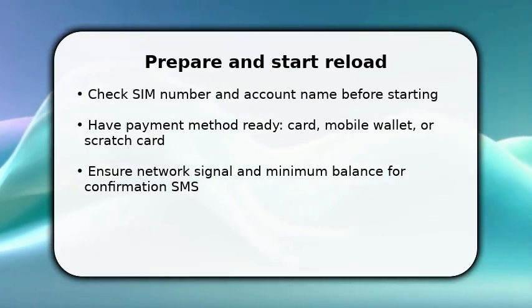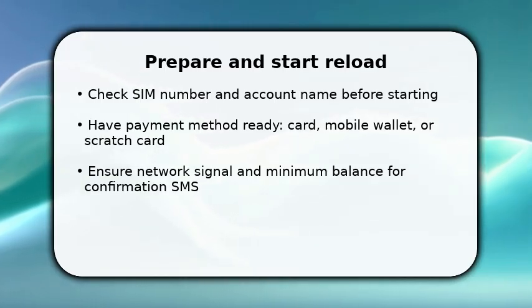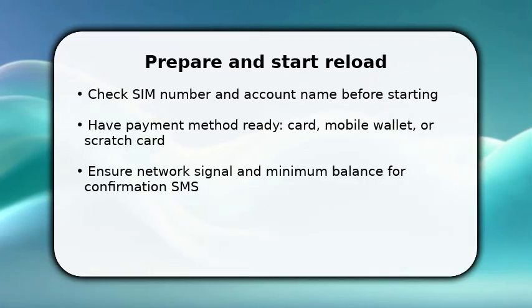You begin by confirming the SIM number and account name. This prevents wrong account reloads. Once done, pick your payment method, card, mobile wallet, or a scratch/top-up code, and make sure your phone shows network signal so confirmation messages arrive.